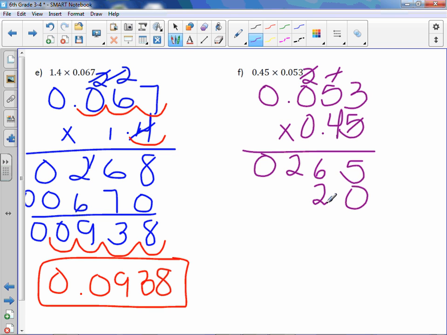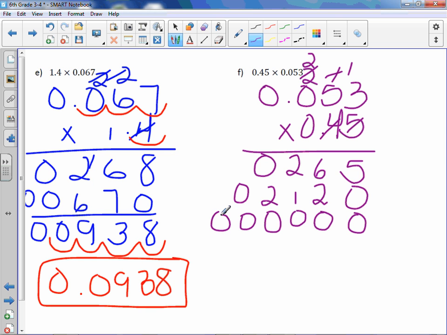4 times 3 is 12, carry the 1. 4 times 5 is 20, plus 1 is 21. 4 times 0 plus 2 is 2, and 4 times 0 is 0. Put 2 placeholders. 0 times 3 is 0, 0 times 5 is 0, 0 times 0 and 0 times 0 are both 0. Add them up.